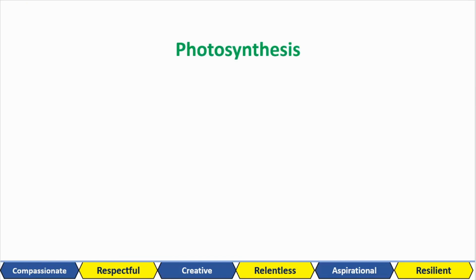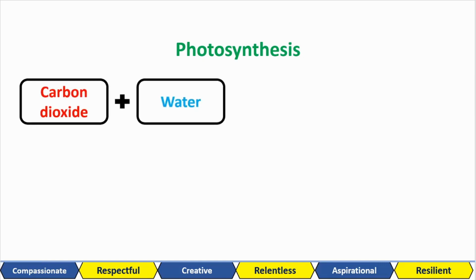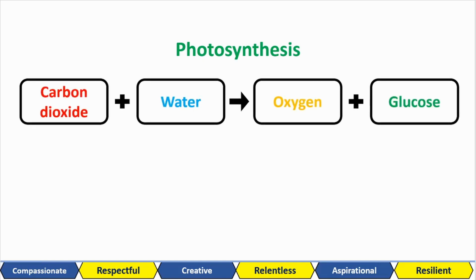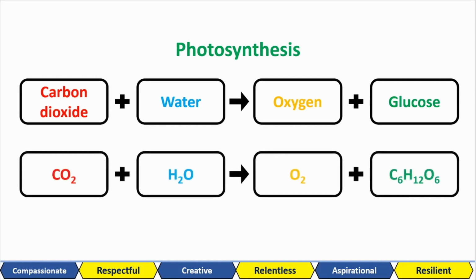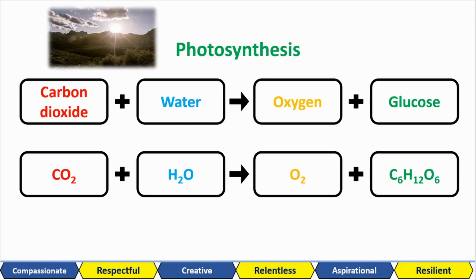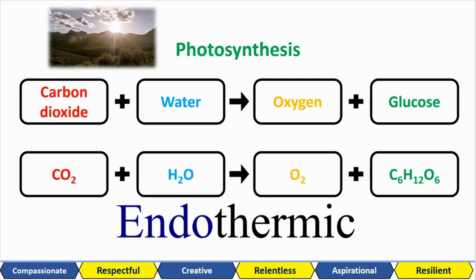In the previous video, we saw that the equation for photosynthesis is carbon dioxide plus water to give us oxygen and glucose. The symbols for each of these are shown here. The only one you probably have to memorize is glucose, C6H12O6. Photosynthesis needs the input energy of light energy, and so it is an endothermic reaction.